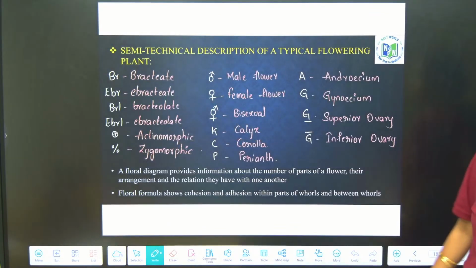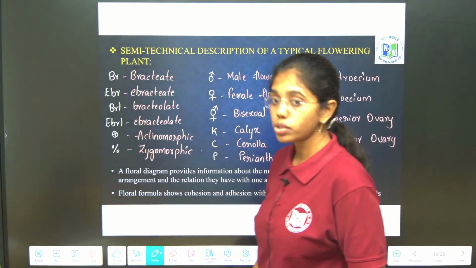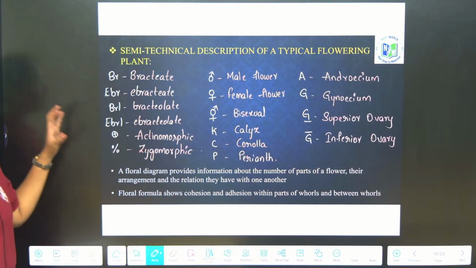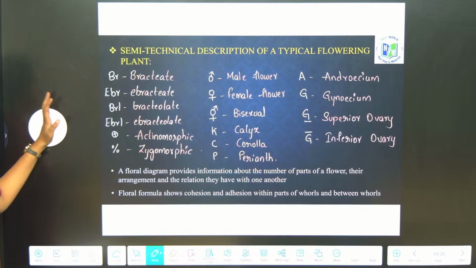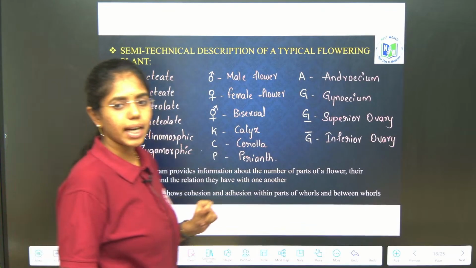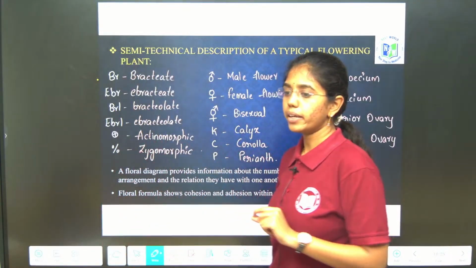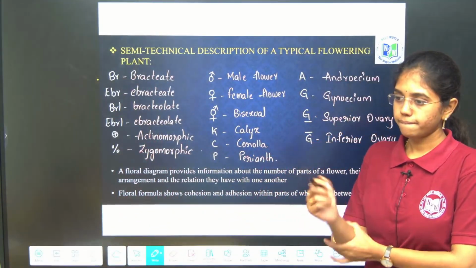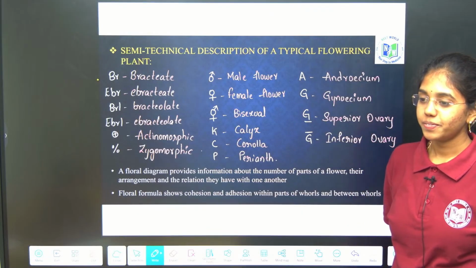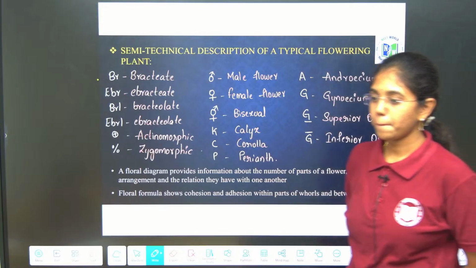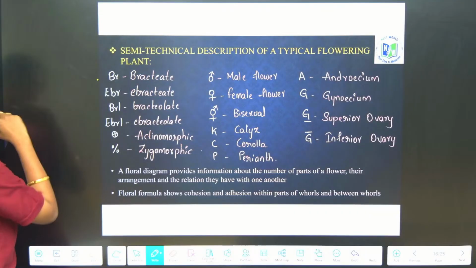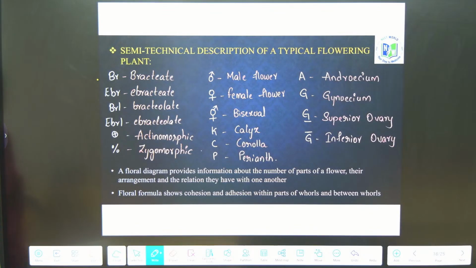Before going into the comparative analysis between families, it should be clear in your mind about the semi-technical description of flowering plants. First is bracteate and bracteolate. Do you know what is meant by bracteate and bracteolate? What is bracteate? Presence of bracts. Where are they present? Below sepals.